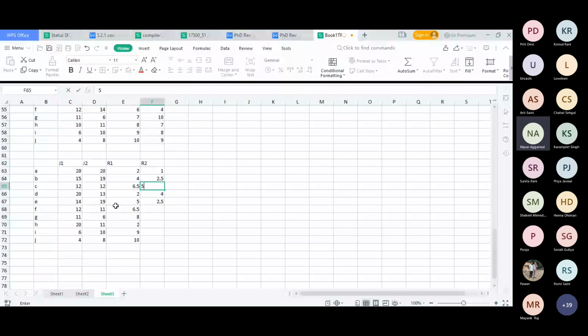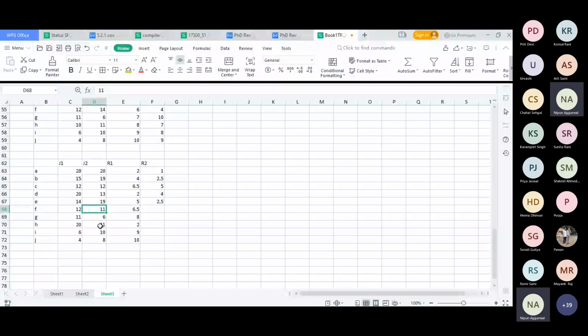And now the next is 11. So 11 is again between two, which are the 6th and 7th rank. So the average of 6 and 7 is 6.5. So this is also 6.5, and this is also 6.5. Now the next is 10. So 6 and 7 are consumed. This is 8, this is your 9, and this is your 10. So these are your ranks where there is a clash.